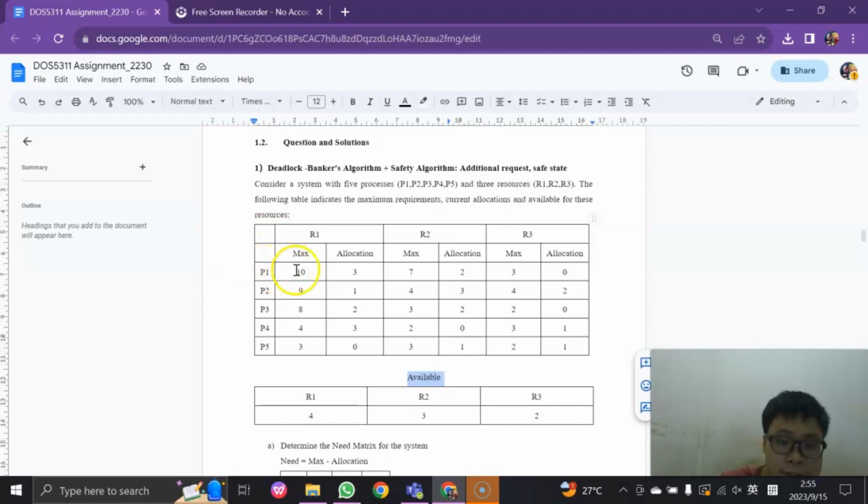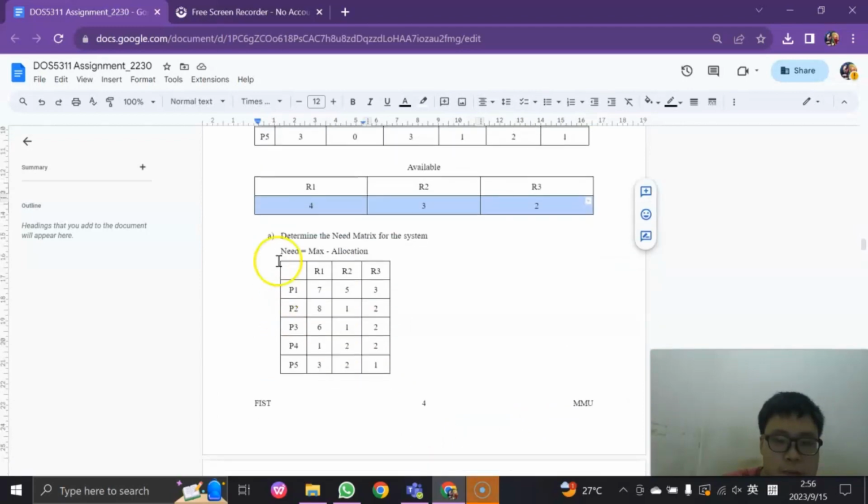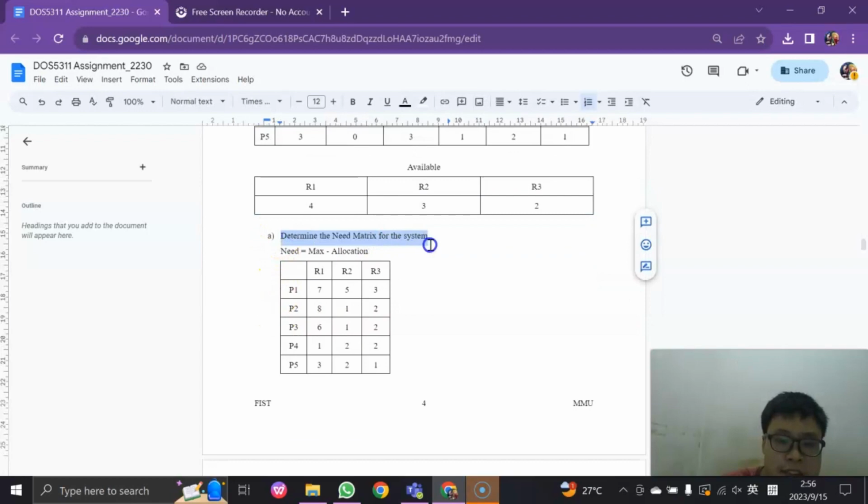The max of P1 is 10 7 3, P2 is 9 4 4, P3 is 8 3 2, P4 is 4 2 3, P5 is 3 3 2. While allocation of P1 is 3 2 0, P2 is 1 3 2, P3 is 2 2 0, P4 is 3 0 1, P5 is 0 1 1. Then the available is 4 3 2. First question. Determine the new need matrix for the system.